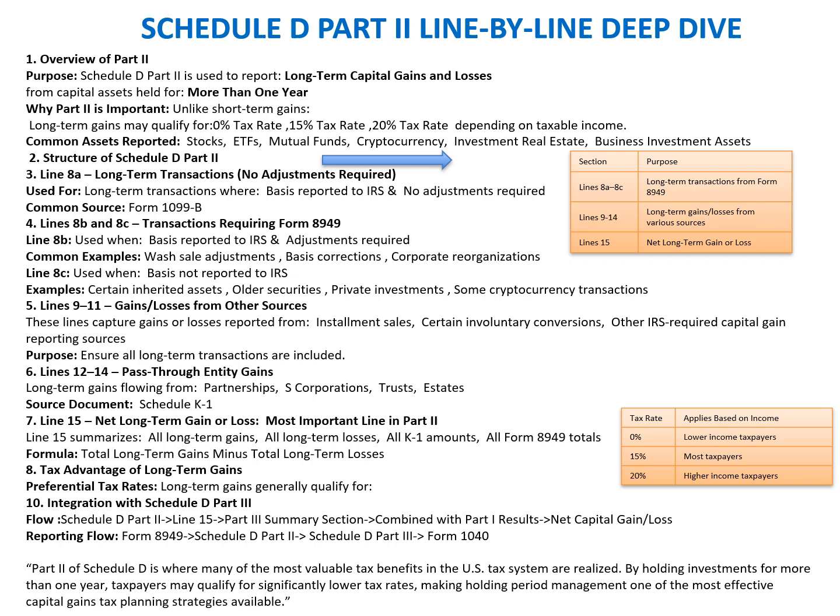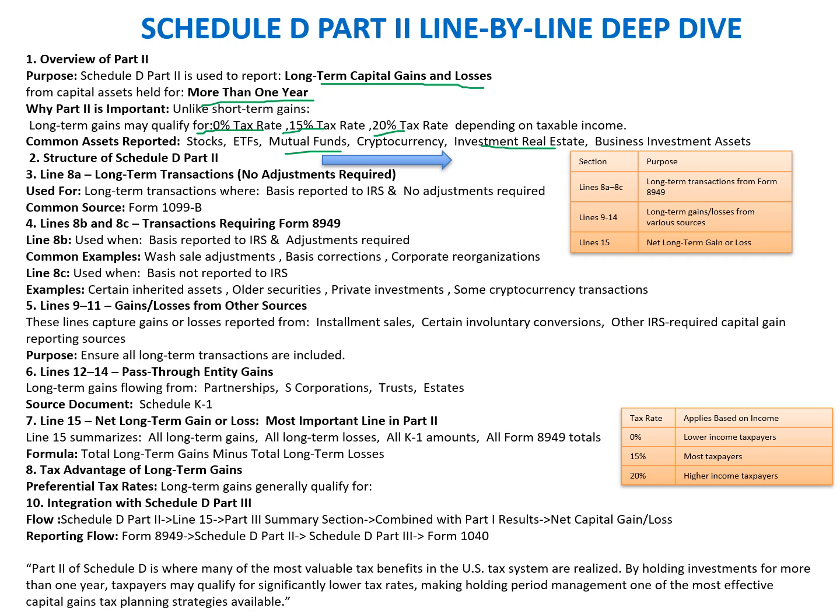Okay, now we'll talk about Part 2. As we understood, Part 2 is largely for long-term capital gains and losses, on assets held for more than one year. So why is Part 2 important? Unlike short-term gains, long-term capital gains qualify for a 0%, 15%, or 20% tax rate, depending upon taxable income. Common assets are mutual funds, cryptocurrency, investment in real estate, business investment assets, etc.